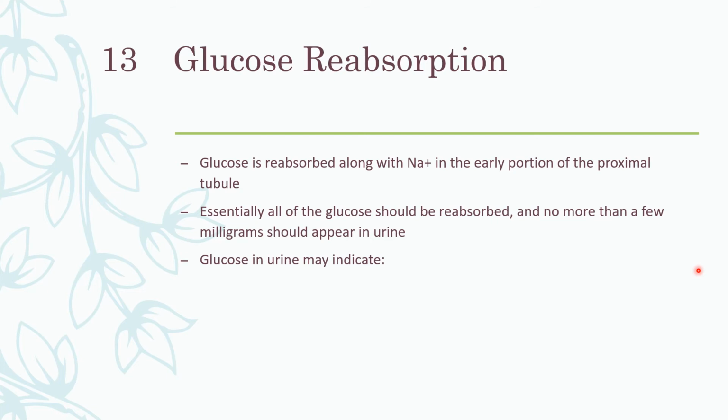Glucose reabsorption. Glucose is reabsorbed along with sodium in that early portion of the proximal tubule. Essentially, all the glucose should be reabsorbed, and no more than a few milligrams should appear in the urine. If we do happen to see glucose in the urine, and we would be able to test this via urinalysis, this may indicate diabetes. And again, that could be type 1 or type 2 diabetes, depending on the person's age and many other factors.